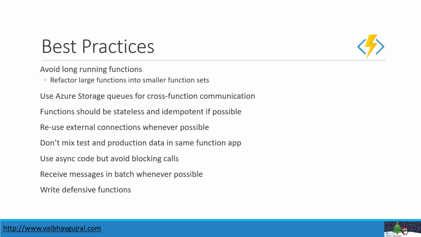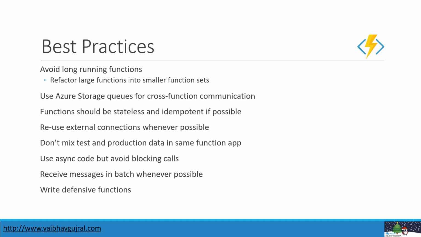Functions should be stateless and idempotent if possible. Associate any required state information with your data. Idempotent functions are especially recommended with timer triggers. For example, if you have something that absolutely must run once a day, write it so it can run anytime during the day with the same results.